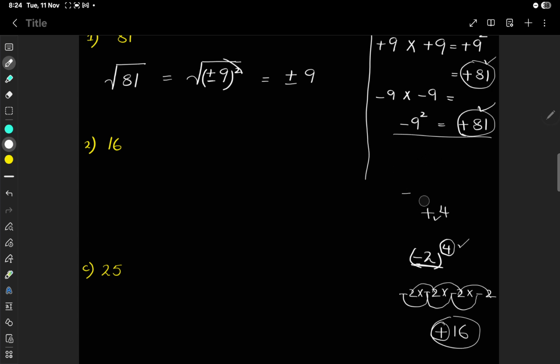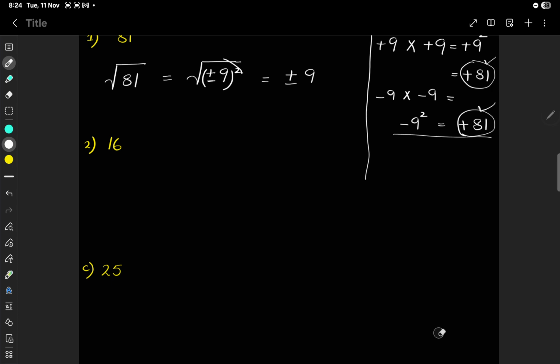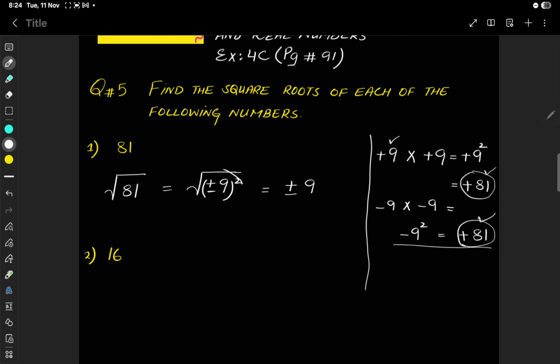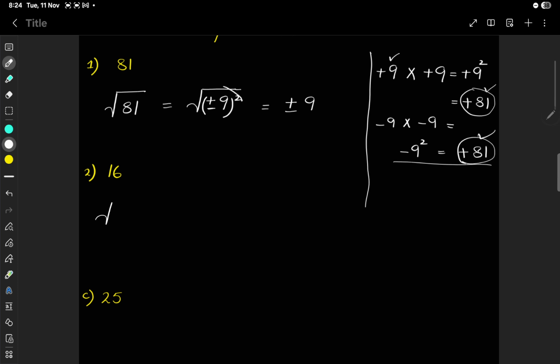So whenever you need to find out the square of any negative number, the answer will always be with the plus sign. Let's move on to the next part, 16. Now, as they are saying in the question, find the square root of each of the following numbers. So in this case we have to again take the square root of number 16, and square root likes only squares.